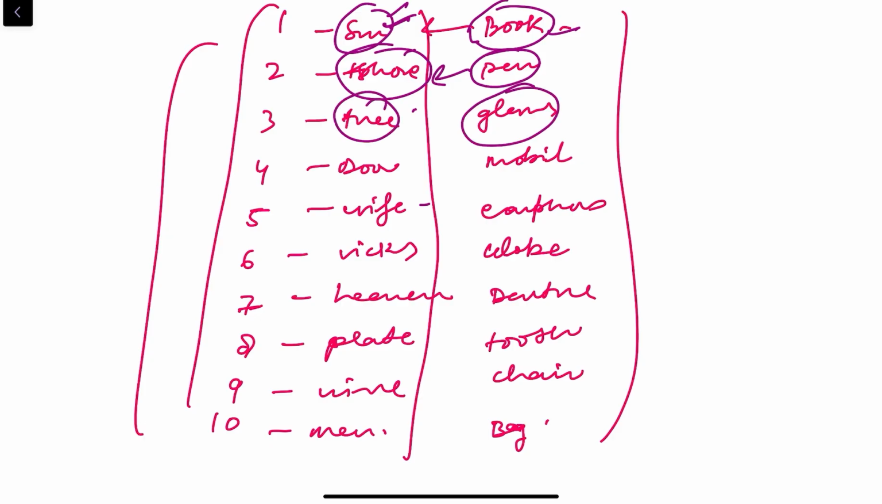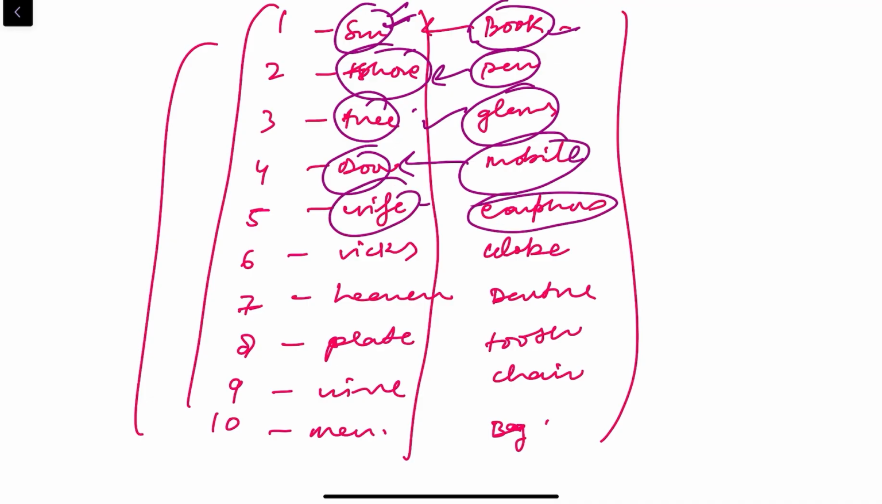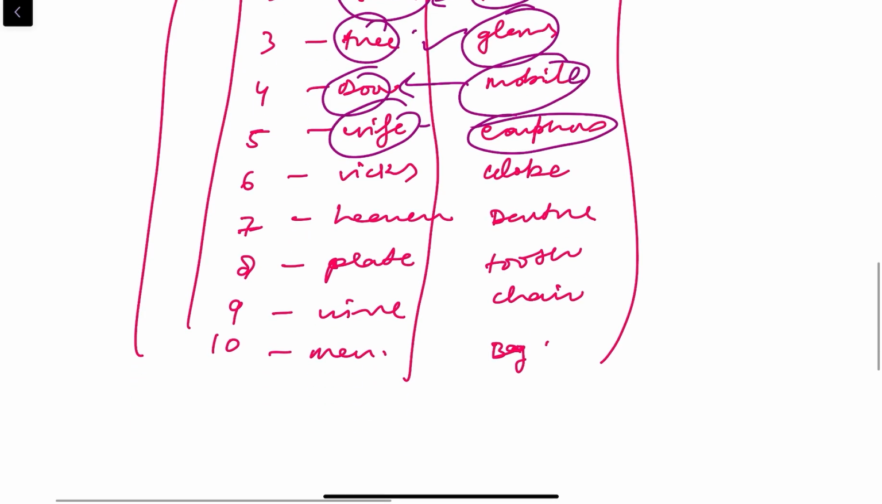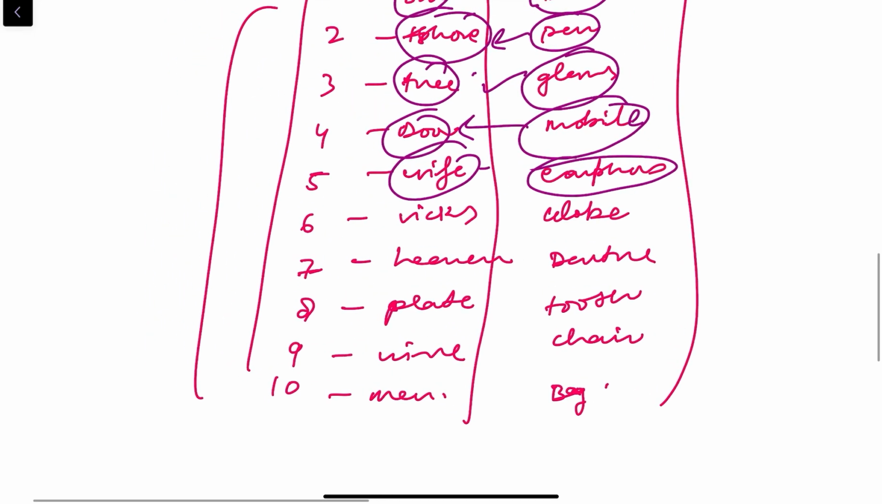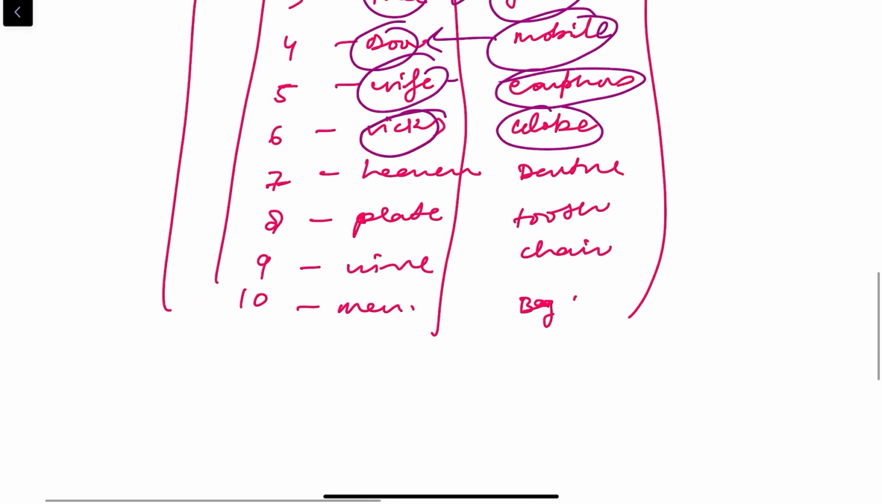Then tree and glass, as in a tree was made up of glass. Door, mobile. While I was looking at my mobile, I slammed myself into the door. Slamming is something that I'll remember. Then wife, earphones, as in a wife is moving around wearing humongous earphones. Then wicks and globe. The entire globe is covered with wicks and it smells very wicky.